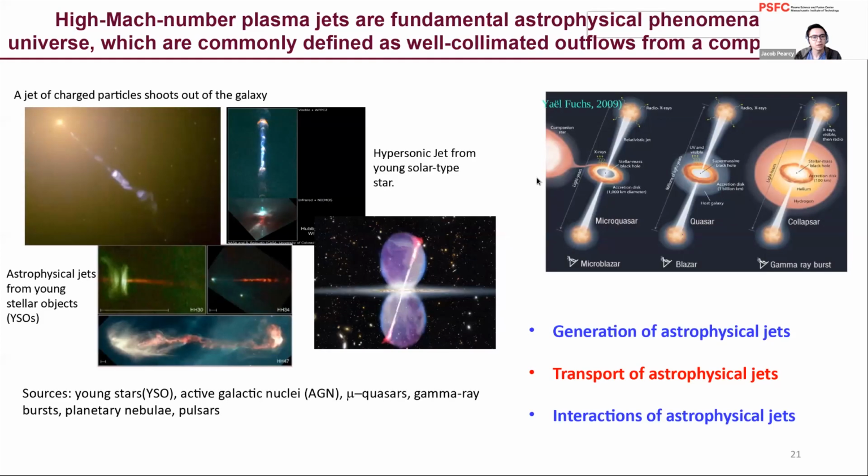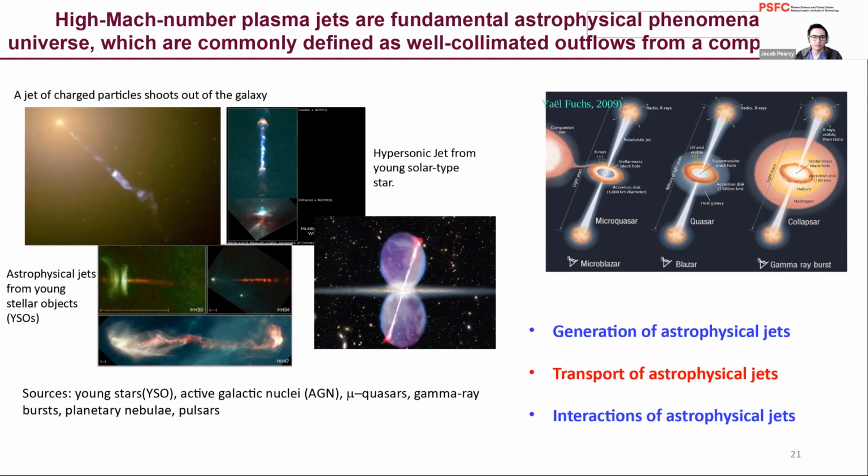You can advance. So high Mach number plasma jets are a fundamental astrophysical phenomenon in the universe, and they're commonly defined as well-collimated outflows coming from a compact object. They're present at a variety of different scales, as we can see from some of these observational images on the left-hand part of this slide, where there are jets on the galactic scale, coming from active galactic nuclei or quasars, as well as on the stellar scale, where they can come from young stellar objects, or from planetary nebulae, which are supernova remnants.